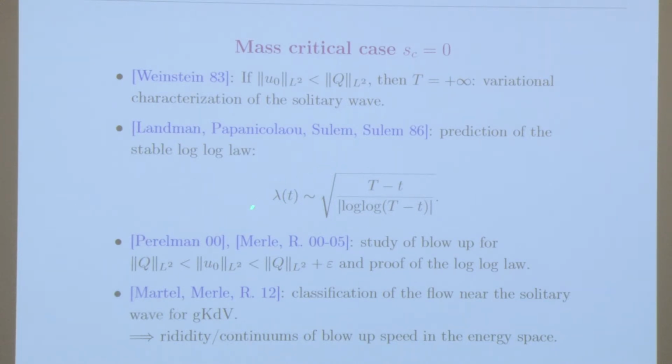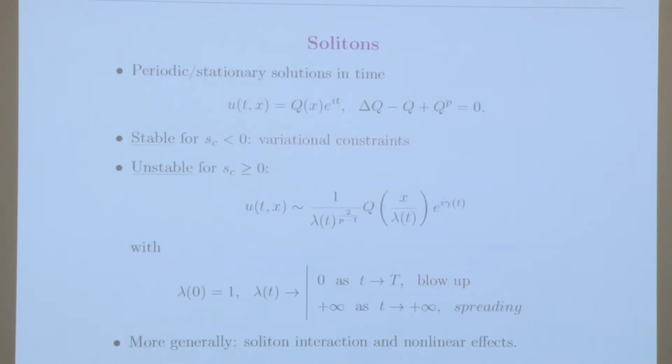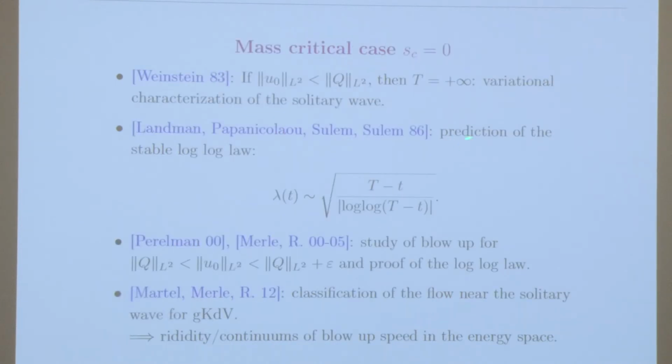And then there have been a lot of works devoted to understanding this parameter lambda of t, the speed of concentration that is here. And there's this beautiful story about the log law that was predicted by Landman, Papanicolaou, Sulem, and then a bunch of works further showing that this is exactly the correct law, and understanding the mechanism that is here. This is really how some progress has been made on this problem, through the understanding of this mass critical case here, s_c equals 0.